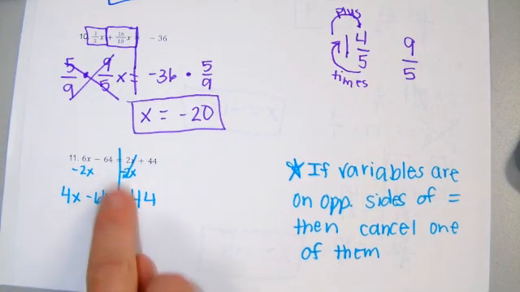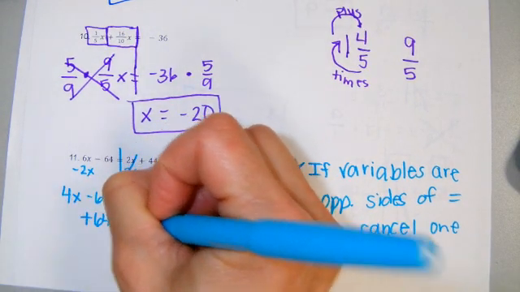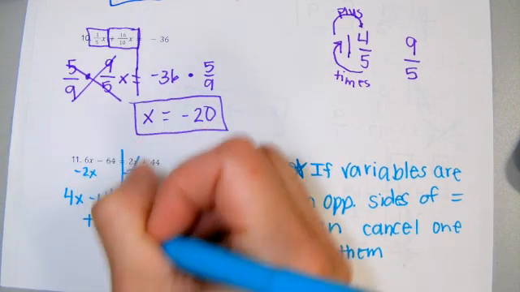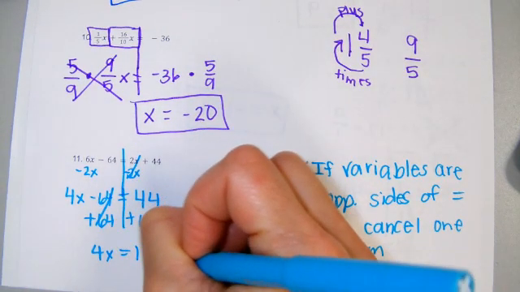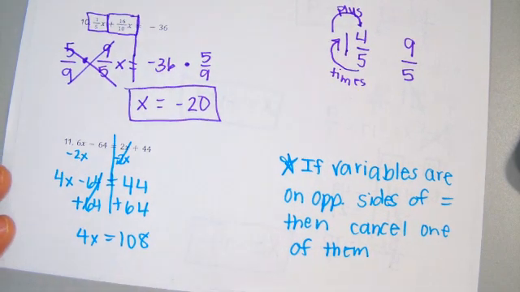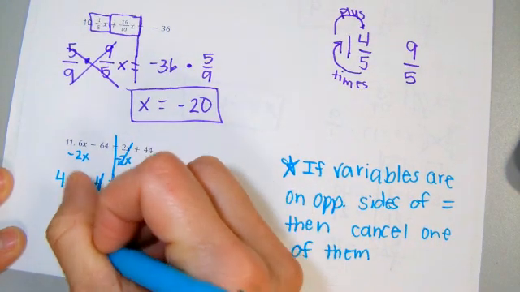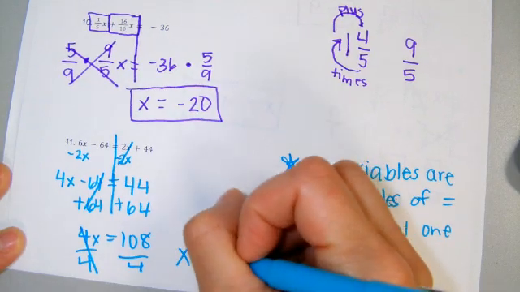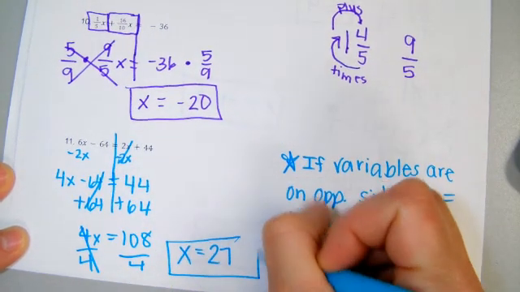So we're going to start by undoing our minus 64. So we're going to add it to both sides. So 4x now equals 108. No fraction here, so this is 4 times x. So to get rid of it, we would have to divide by 4 on both sides. Okay, and so if you do this correctly, you should get x equals positive 27. Boom.